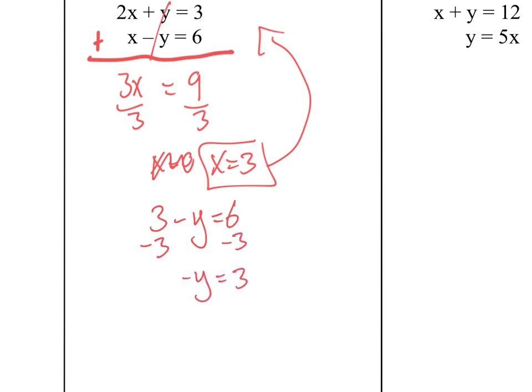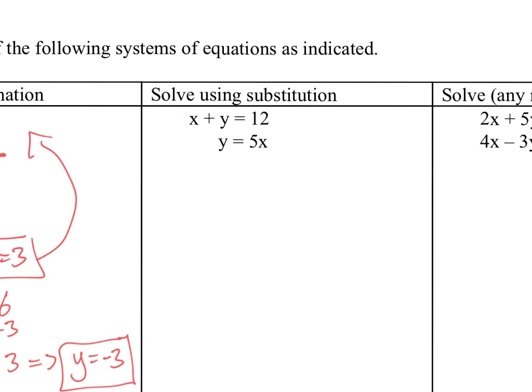So negative y equals 3. So then y equals negative 3. Boom. Easy. Right. Solve using substitution. Again, they gave you an easy one.